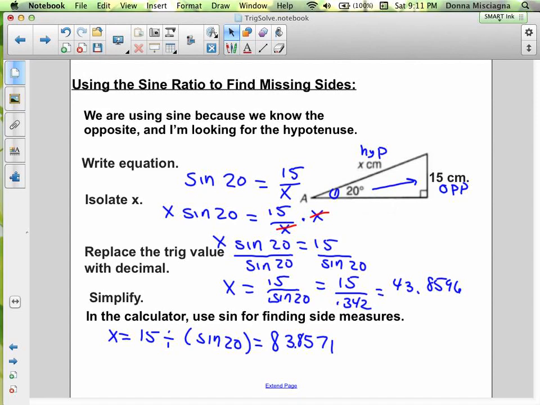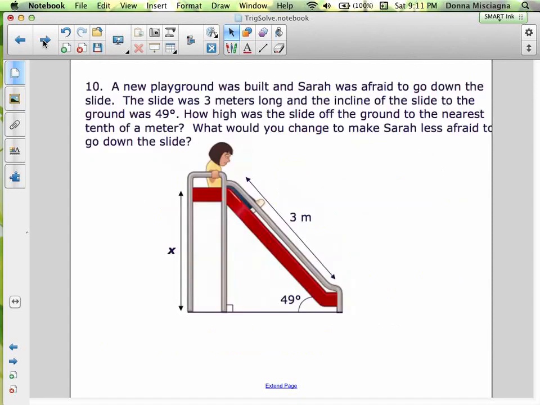All right, we're going to do one more problem involving sine. We were a little faster in this video because now once you've done one trig ratio, the others aren't too much different. A new playground was built and Sarah was afraid to go down the slide. The slide was 3 meters long and the incline of the slide with the ground was 49 degrees. How high was the slide off the ground to the nearest tenth of a meter?